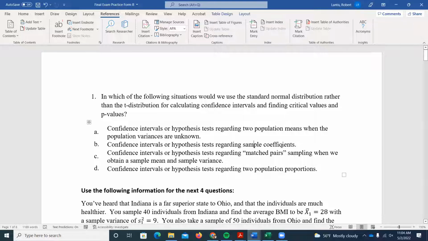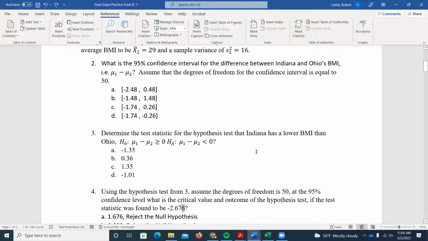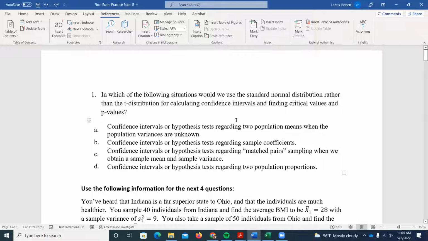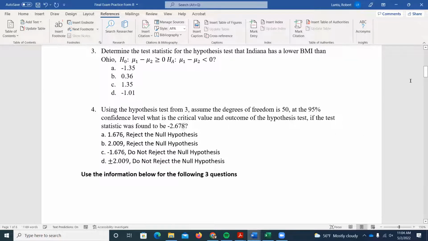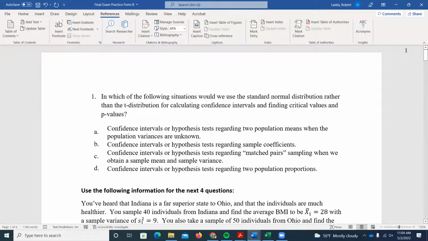And actually, I did change this. Let me see. I changed a few things from the one that downloads, and I'll mention it along the way. So I changed the answer in part B here to be confidence intervals or hypothesis tests regarding sample coefficients, because we've got lots of different types of hypothesis testing and confidence intervals we can do.